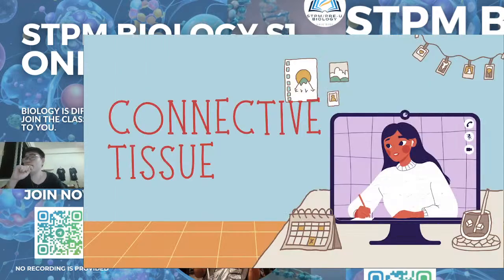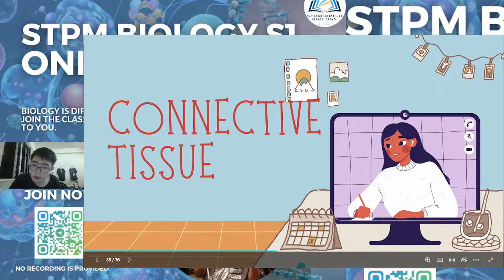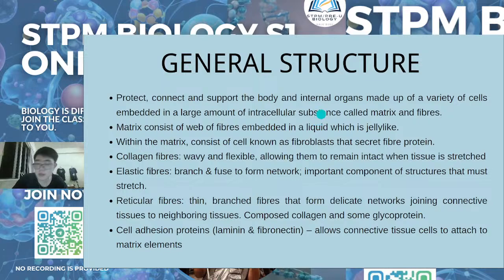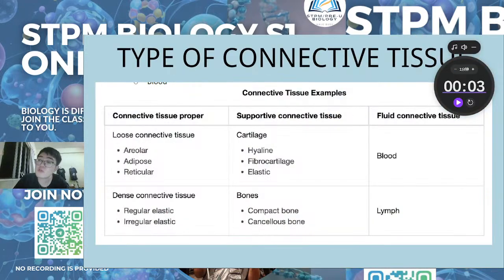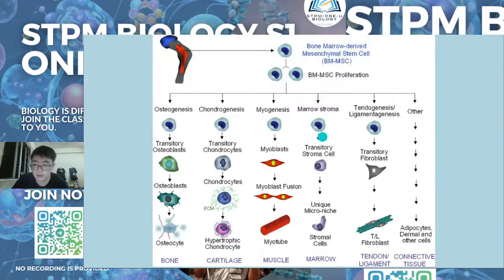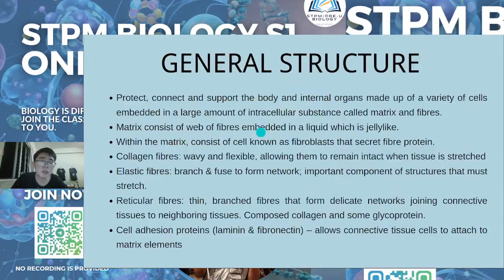Okay, next finally we go to the connective tissue. So actually this one is very long, the most content. Okay, so this is the last type of tissue that you will learn. Okay, I see my line is okay. So connective tissue, general structure. This is just the general structure of connective tissue.